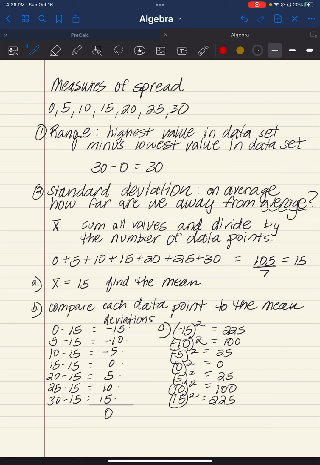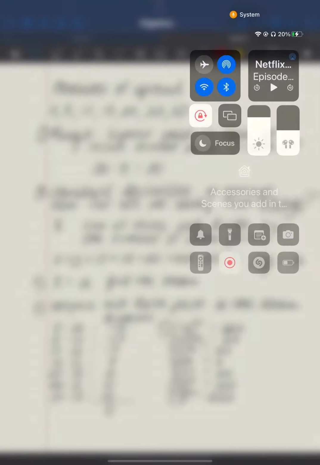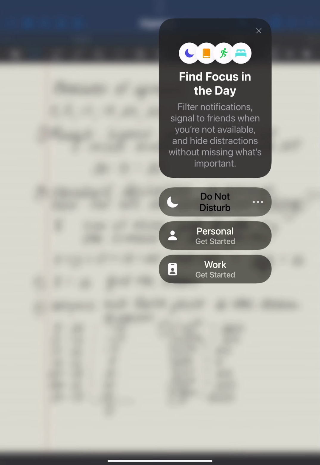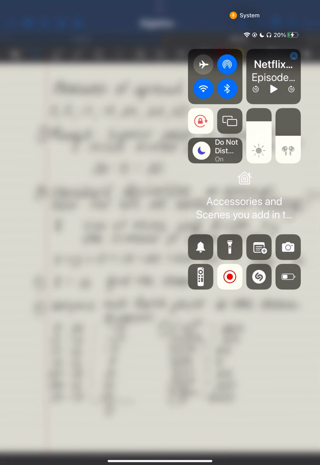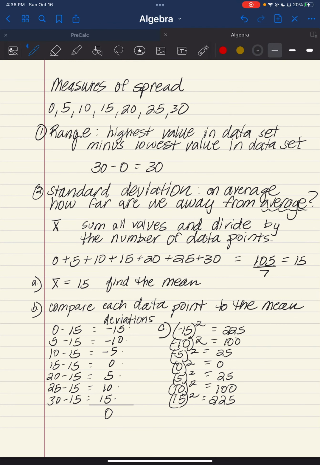I'm going to just turn off my notifications so that I don't get any. Let's see, focus, do not disturb. There we go. Then I won't get any embarrassing texts.